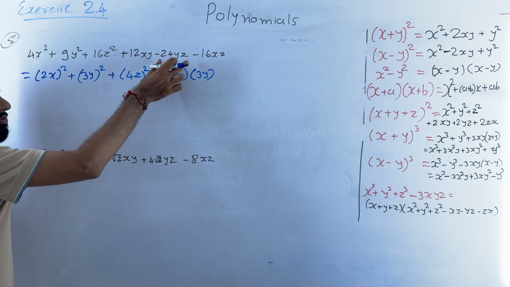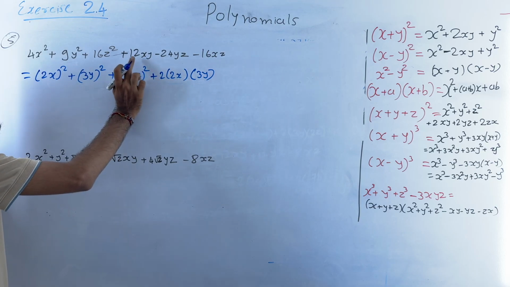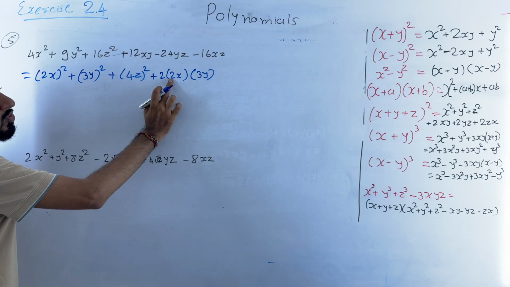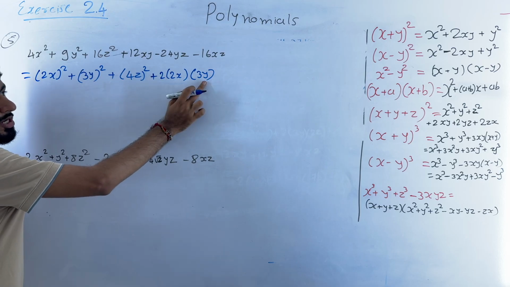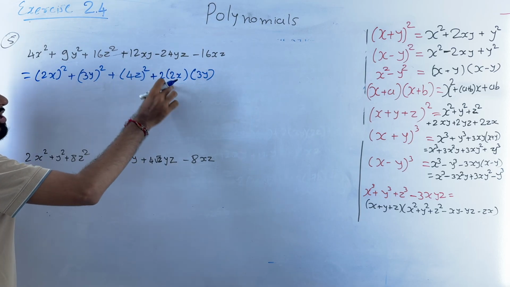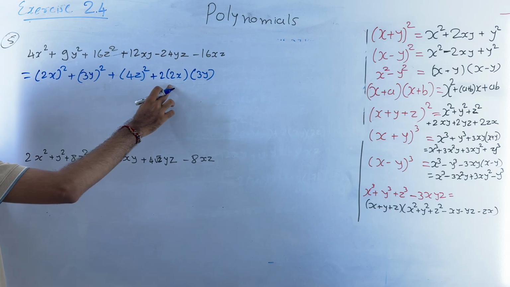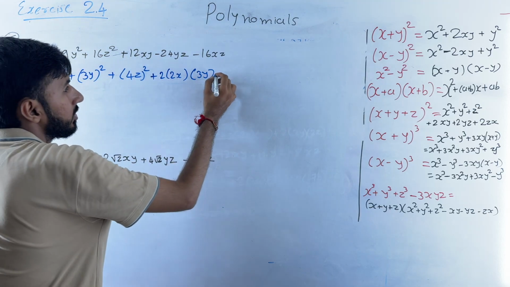Now compare it with your question. The fourth term in my question is 12xy. 2 times 2 times 3 is 12, multiplied by xy, 12xy. So I got the fourth term as it is, right? So I don't have to change anything else.